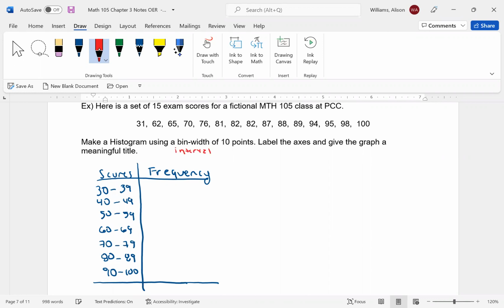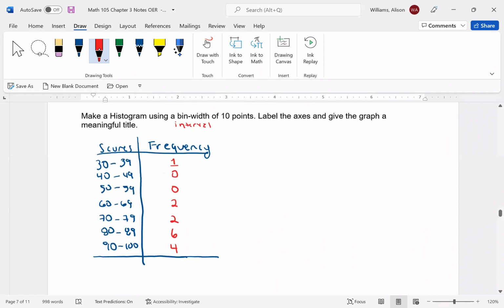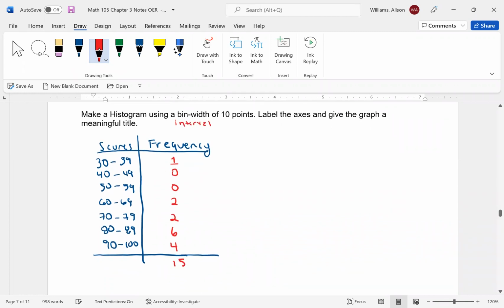And I'm just going to count up how many is in each category. So for the frequency, we have only one in the first category, and then we have nothing in the next two categories. And we need to go ahead and include them on our graph to show that there's literally no person who scored in that range. Then we have 2 here in the 60s, 2 in the 70s, 6 in the 80s, and 4 in the A category, including that 100. And if I total this up, it does in fact total up to 15.